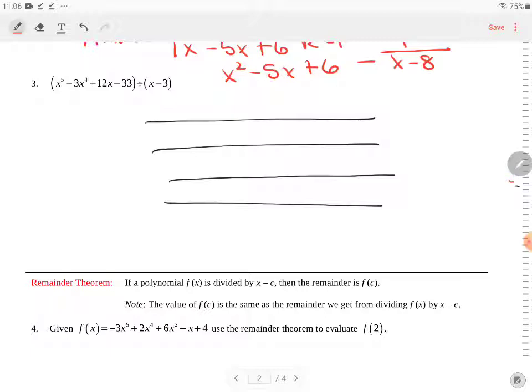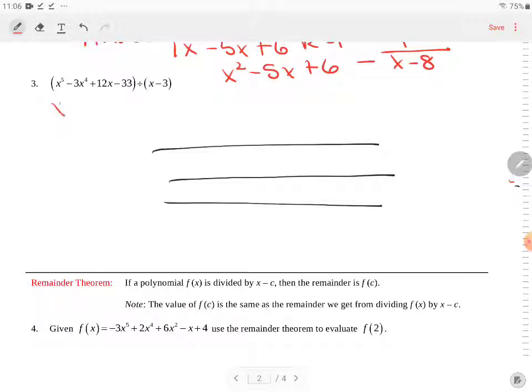Number 3, if you look at number 3, I need you to notice that we are missing some of our x terms here. So we are going to have to do some work before we can even start. So let me get rid of this line here for just a minute. And I would like us to rewrite our problem.